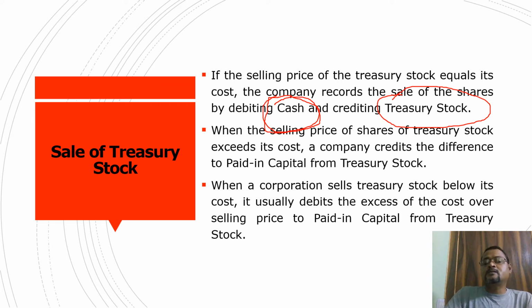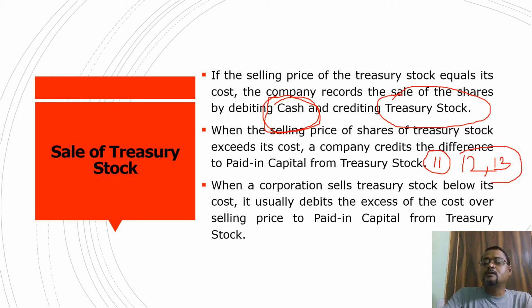However, if the selling price of the treasury stock is more than the cost, that means, remember in the previous example, we purchased the stock for 11. So the cost is 11 per share. If it is sold at a higher price, suppose it is 12 or 13.